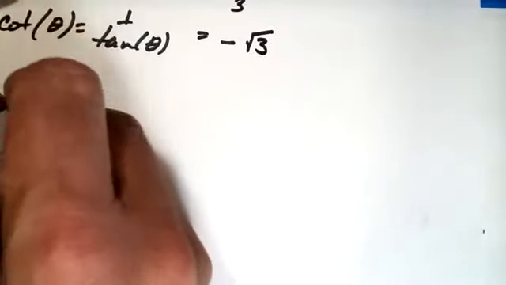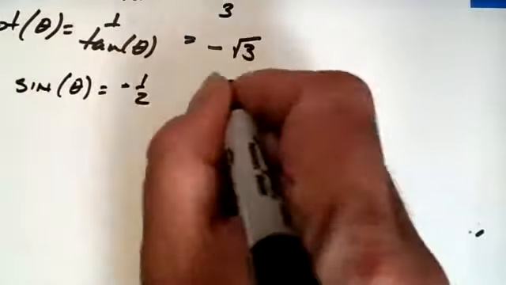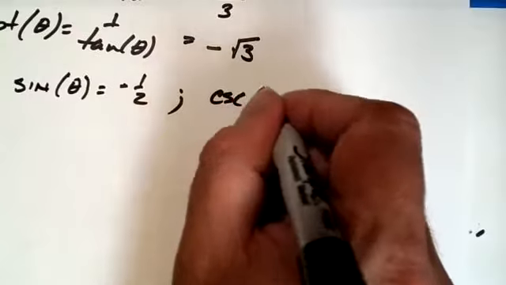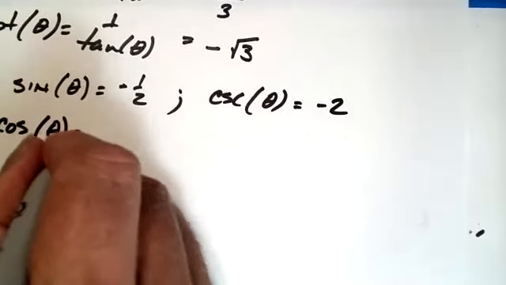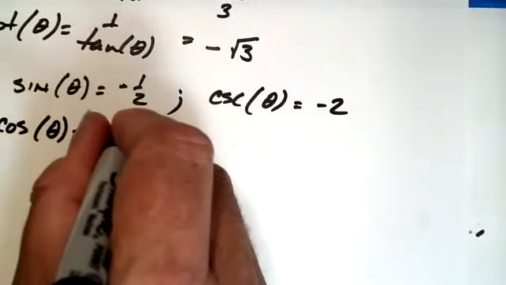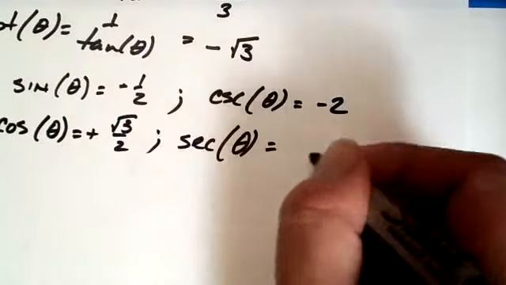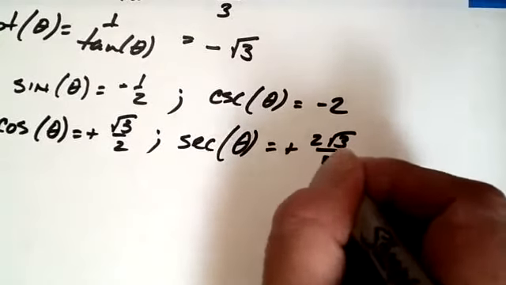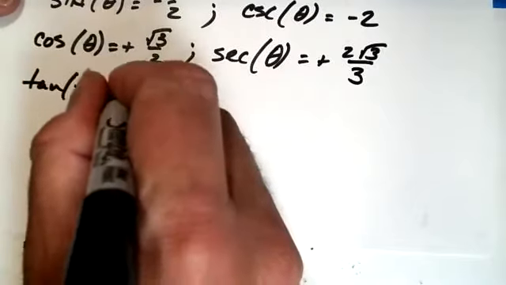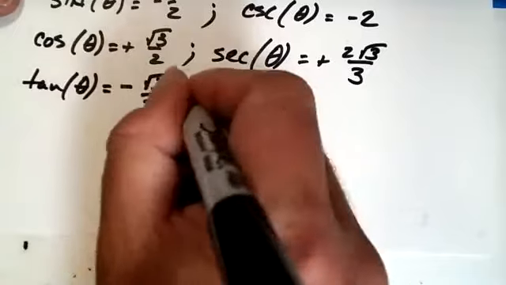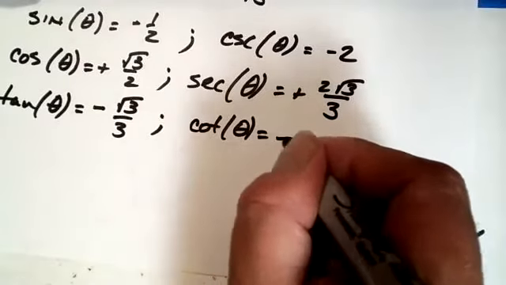So to summarize then, sine of theta equals negative 1/2. Cosecant of theta is equal to negative 2. Cosine of theta equals positive root 3 over 2. Secant of theta is equal to positive 2 root 3 over 3. Tangent of theta is equal to negative root 3 over 3. And cotangent of theta equals negative root 3.